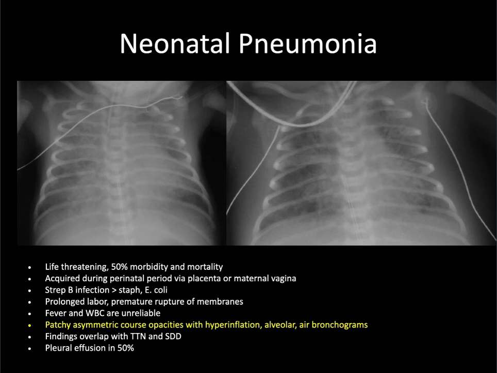What you'll see is patchy, asymmetric coarse opacities with hyperinflation, alveolar opacities, and air bronchograms. And these findings can overlap with surfactant deficiency and transient tachypnea of the newborn, and possibly also meconium aspiration. You just have to think about it in your differential. And these can present with pleural effusions.